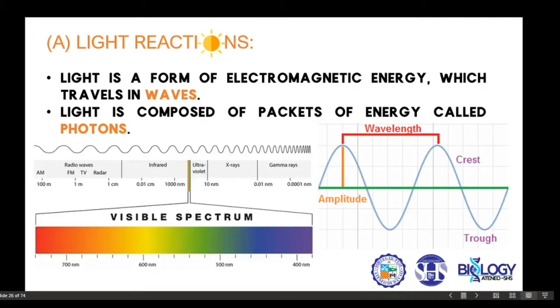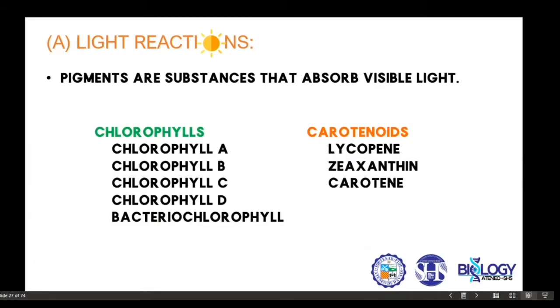Now, what makes plants special? It's because they have pigments that are capable of absorbing visible light. Green plants have pigments called chlorophyll, which may be in the form of chlorophylls A, B, C, or D, and other photosynthesizing bacteria have their own green pigments, which are called bacteriochlorophyll. But aside from being green, plants may also appear in other colors such as bright yellow, red, and orange, which is because of the presence of pigments called carotenoids. Carotenoids may be in the form of lycopene, zeaxanthin, and carotene, but aside from these, there are also other pigments that are found in different plants.